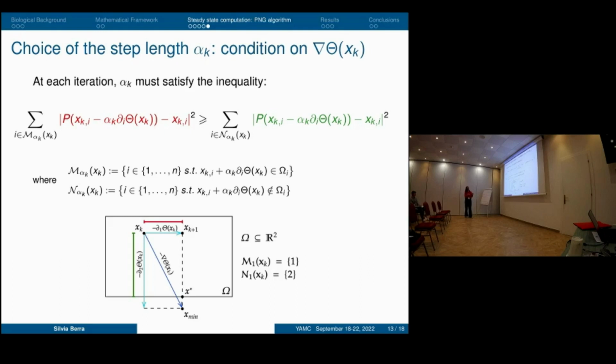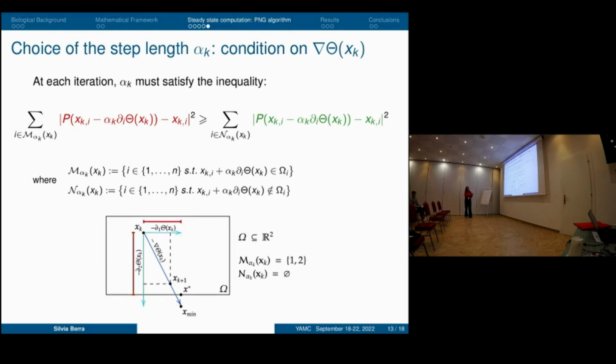But we want the red part to be bigger than the green one, and this is why in this case we would choose a smaller alpha to stay inside the box on more components than the ones we had before. And so in this case we move on both the directions, so I have colored them both in red. And so now the sum of the red parts is bigger than the sum of the green ones. Okay, in this case we have no green components because we have only two. Okay, we are in R2, but okay.